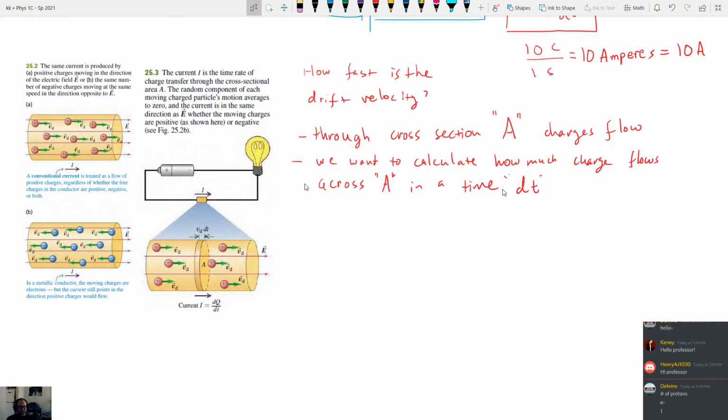That's what we want to do. We want to calculate how much charge flows across A in a time dt. We're going to define the amount of charge that flows through as big dq. What is this going to depend upon? It depends on how much charge is on one of these charge carriers, which we're going to call Q. That's the charge on a single charge carrier.